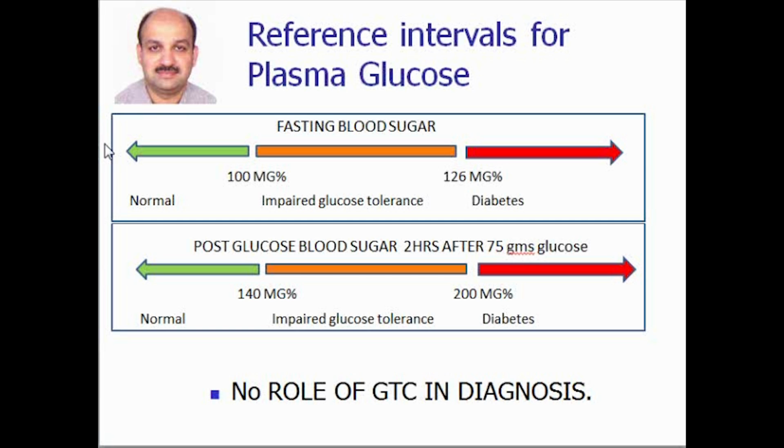Anything less than 100 is considered normal, and anything more than 126 on repeated occasions is considered diabetic. This repeated occasions is extremely important. A single reading of 126 does not necessarily indicate diabetes. So this intermediate level of 100 to 126 is the borderline zone of impaired glucose tolerance, which does not indicate that the patient is diabetic, and at the same time it also indicates that the patient is not normal.